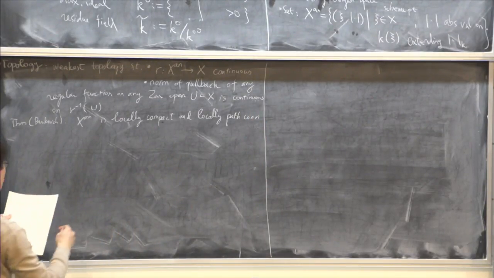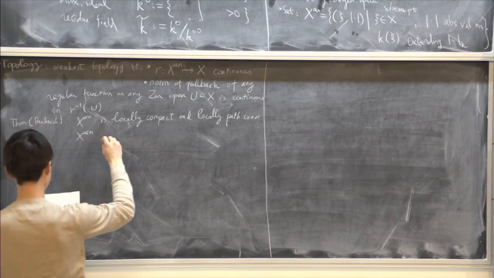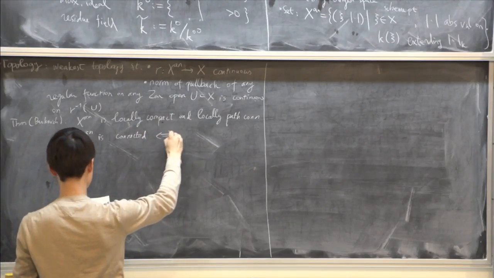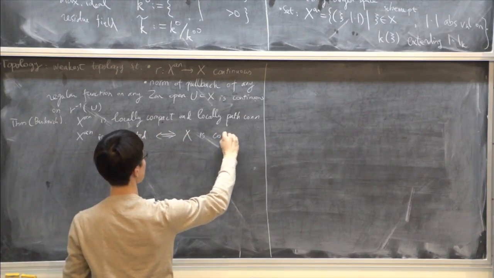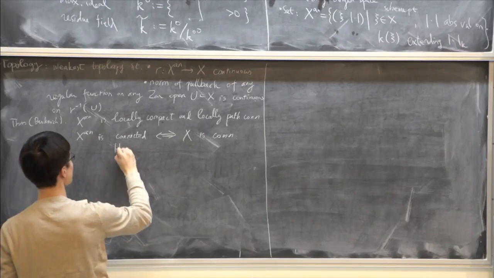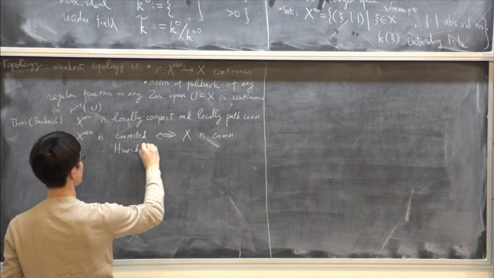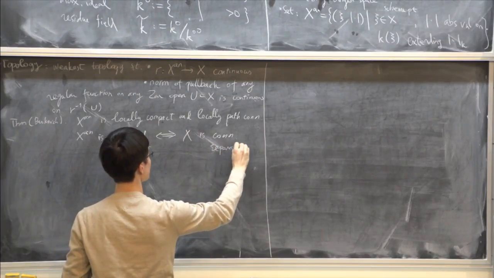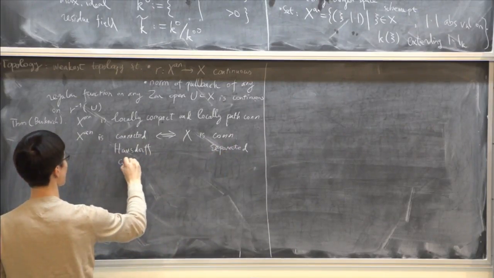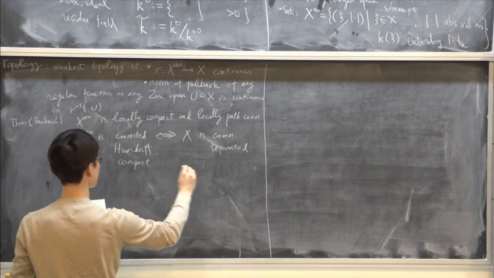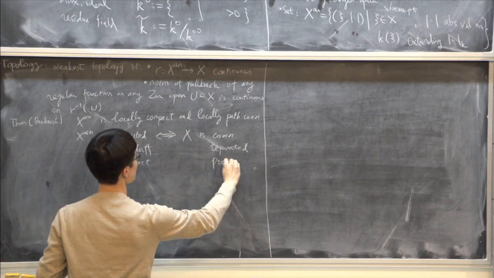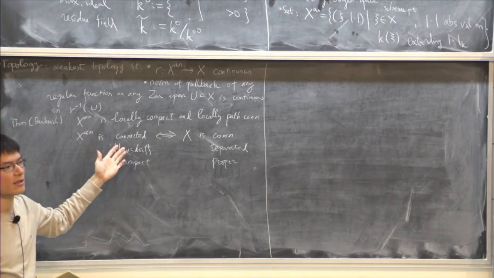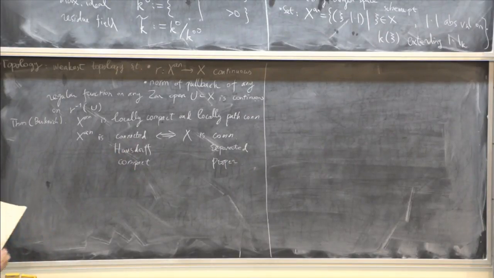One can also show that X analytic is connected if and only if X is connected. And similarly, X analytic is Hausdorff if and only if X is separated. And X analytic is compact if and only if X is proper. So, like we have analogs in the complex analytic setting.